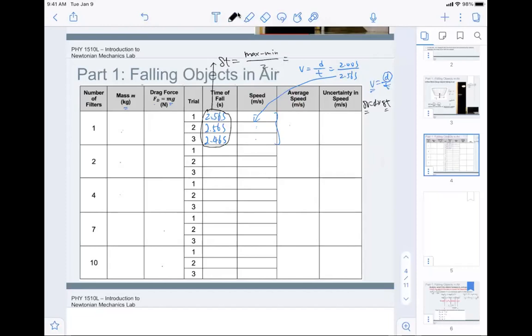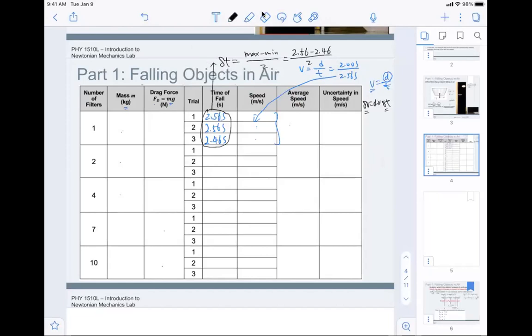So in this case, for the trial that I just did, it is 2.56 minus 2.46 divided by 2. So that's my uncertainty for the time. Now, everybody who does this lab will get a different uncertainty yourself.